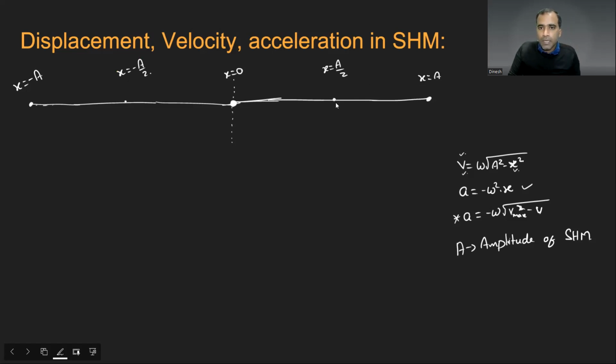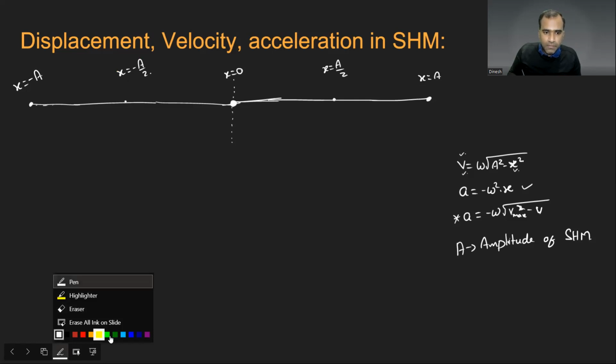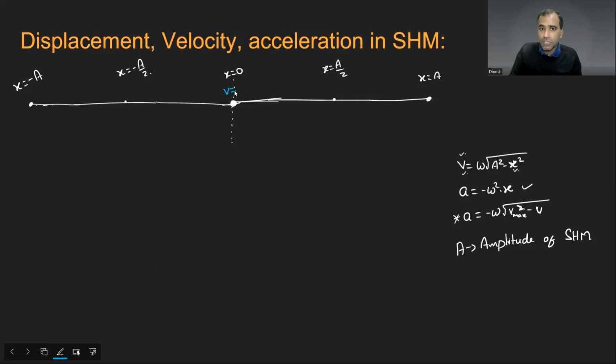Okay. Can you tell me what is the velocity at different points? Let's analyze. What is the velocity here? How much is the velocity? You know the velocity and displacement relation, use this relation, or you already know velocity is maximum. You can get it from this formula also. x equal to 0, you substitute. Omega into root of a square is omega into A, right?